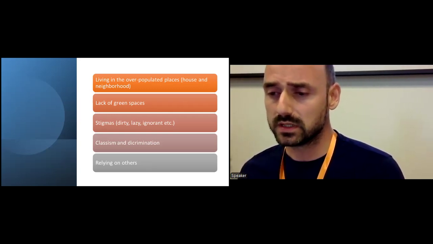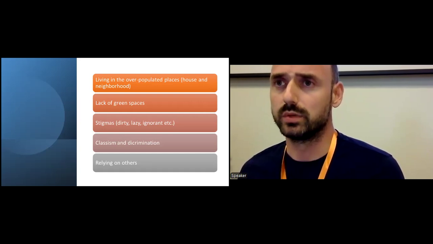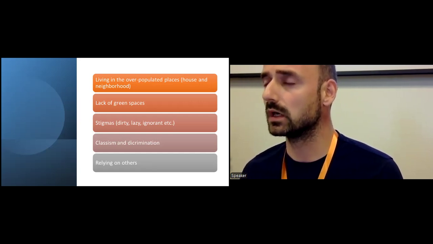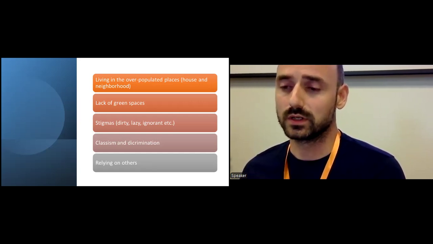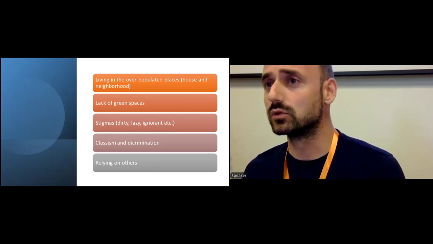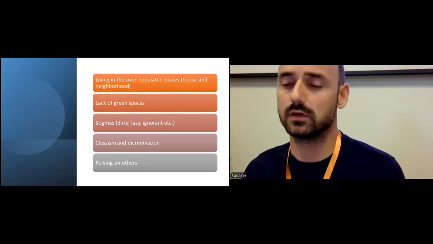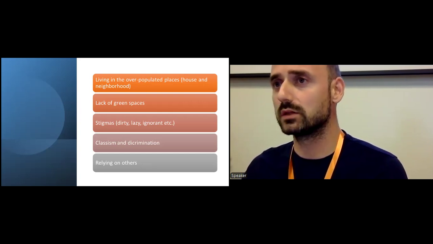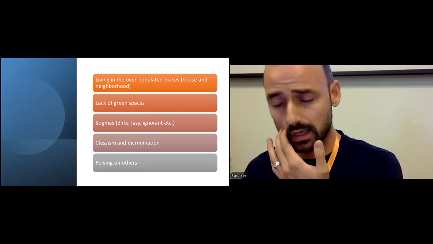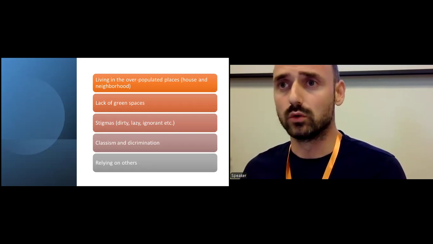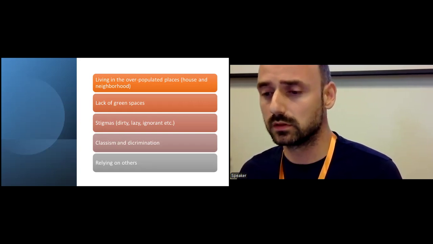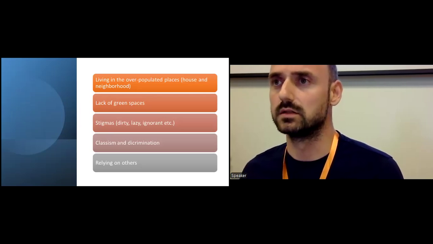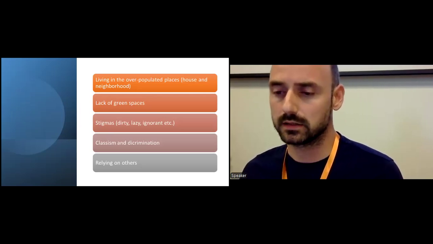And lack of green spaces. This is a neglected issue, but green spaces are very important for our physical and mental well-being. Sometimes we want to sit on a bench in the woods and just think about life. It seems simple, but it turns out to be a luxury. And stigmas, everyone knows stigmas. Impoverished people may be stigmatized as dirty, lazy, or ignorant, and some stuff like that.